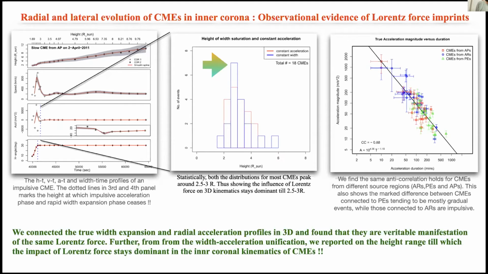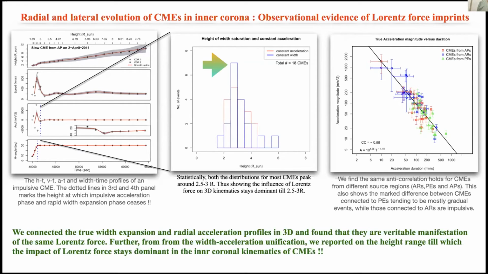Apart from that, on the right-hand side, what you see is we have studied the acceleration duration and acceleration magnitudes for all the CMEs. And let me just precisely mention that the quantities I'm talking about on this plot are the true quantities, and they are not suffering from projection effects whatsoever. So we see that in 3D, there is an anti-correlation that is valid, which was also reported earlier in 2D quantities, but we reported that in 3D, it remains the same.